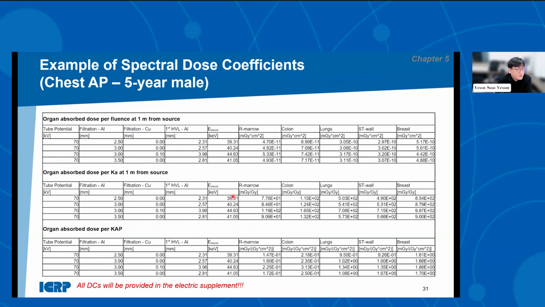This table shows an example of the organ dose coefficient for the chest AP 5-year male, with 4 different filters and a tube potential of 70 kV. So once again, this is the dose coefficient per fluence. Here is per air kerma and per KAP. Once again, those coefficient values will be provided in the electronic supplement.